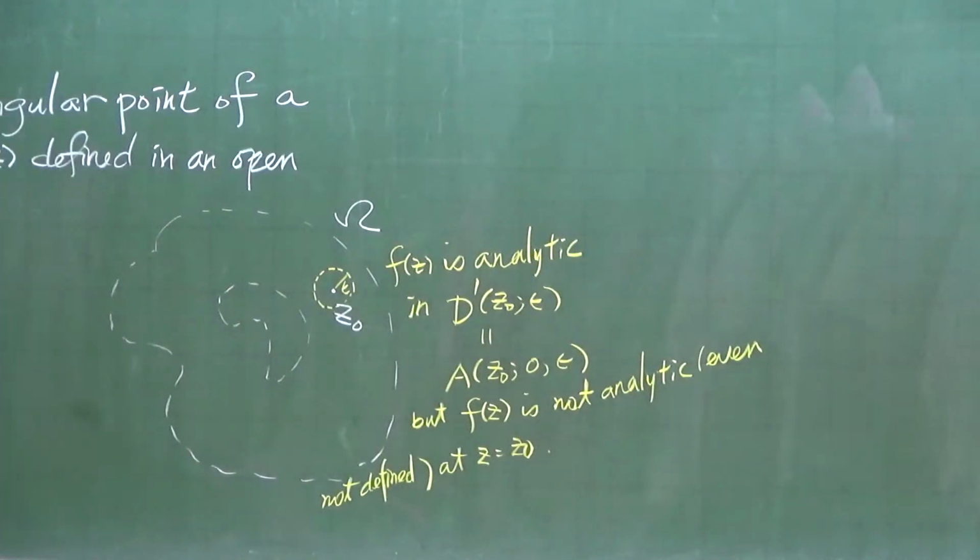So by theorem 16.1.1, f of z has a Laurent series expansion at z equal to z0. So f of z is equal to the summation, n from minus infinity to infinity, of c n times z minus z0 to the n power.